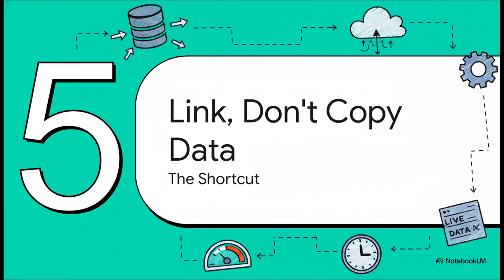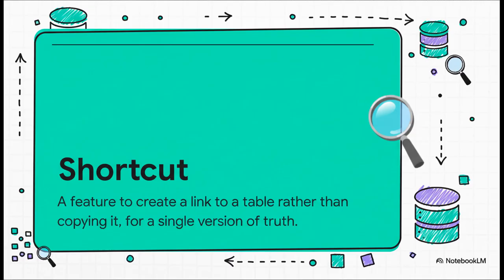So now you've got your data beautifully modeled in a warehouse. You've built a master customer table. That's great. But how do you actually reuse it across multiple projects without duplicating the data and creating a total maintenance nightmare? The answer is this beautifully simple feature they call a shortcut.